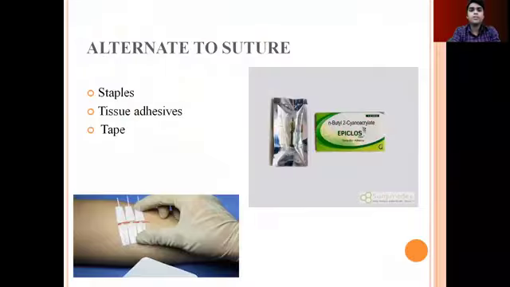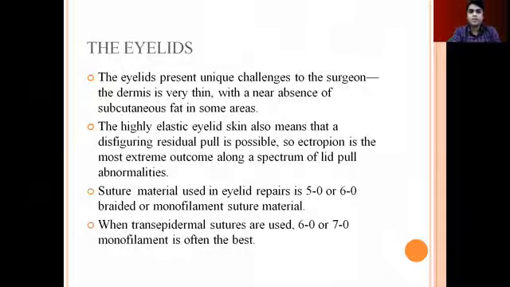Some alternates to suture materials include staples, tissue adhesives like cyanoacrylate, and tape. Now coming to the eyelid and lips, some special regions on how suturing should be done in these areas. For eyelids, it presents a unique challenge to the surgeon. The dermis is very thin with a near absence of subcutaneous fat in some areas.